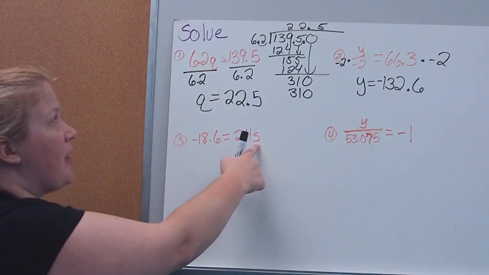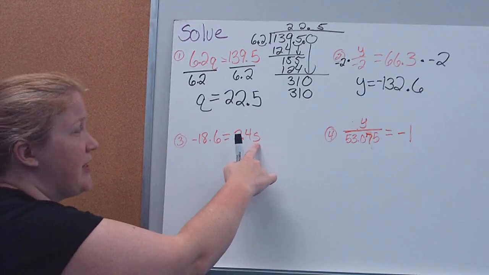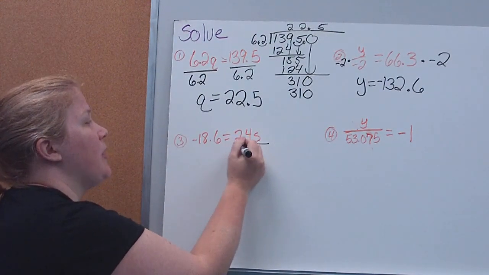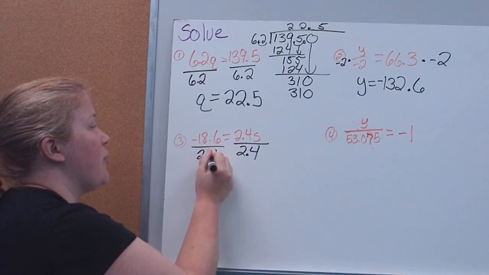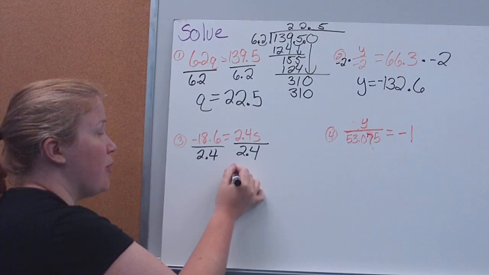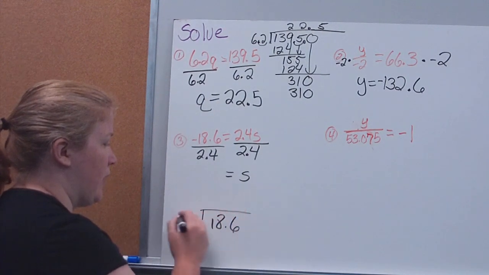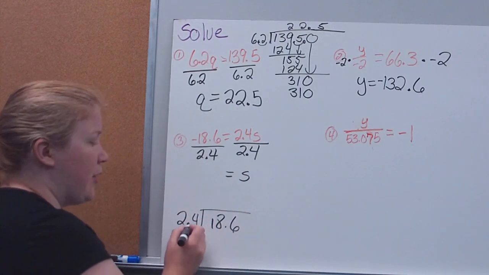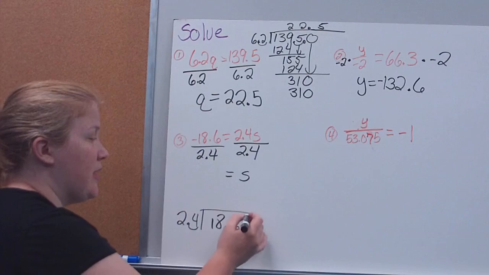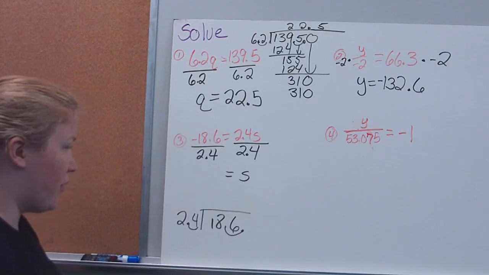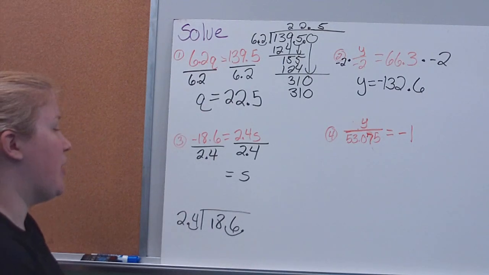All right. Over here, you'll notice our variable's on the other side. That's okay. Don't let that throw you off. I still want to get the variable by itself. I'm multiplying the variable. I'm going to undo it by dividing. Since I divided one side by 2.4, I need to divide the other side by 2.4 as well. Remember, I have a decimal in my divisor, so I need to move it to make a whole number. I'm going to move it in my dividend as well. Then I'm going to go through and I'm going to do my division.